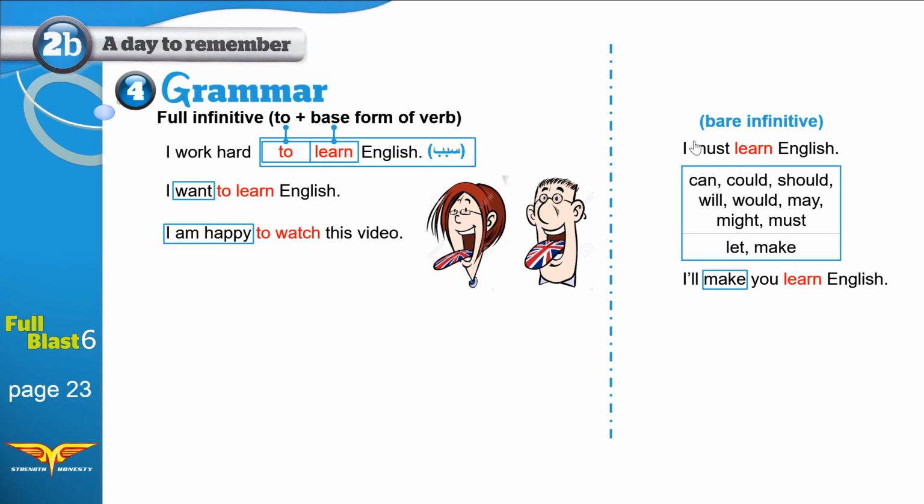We don't add to the verb when we have these modal verbs before the verb we're using: can and could, shall and should, will and would, may, might, and must. We also don't add to the verb when we are using these two verbs, let and make. I'll make you learn English, or I'll let you learn English.